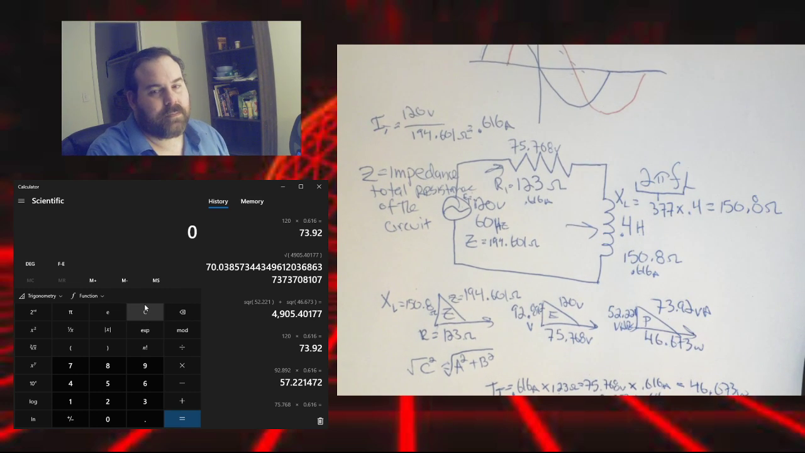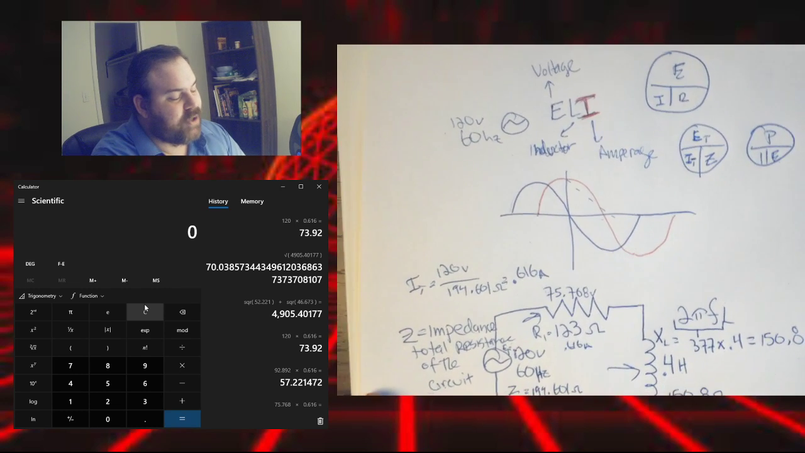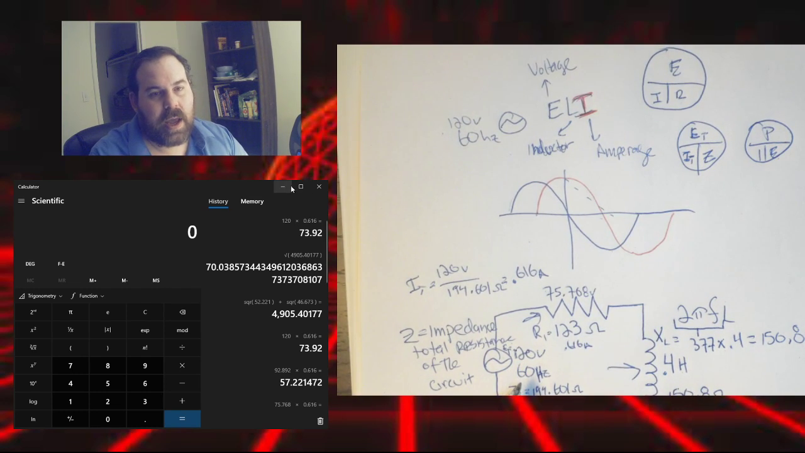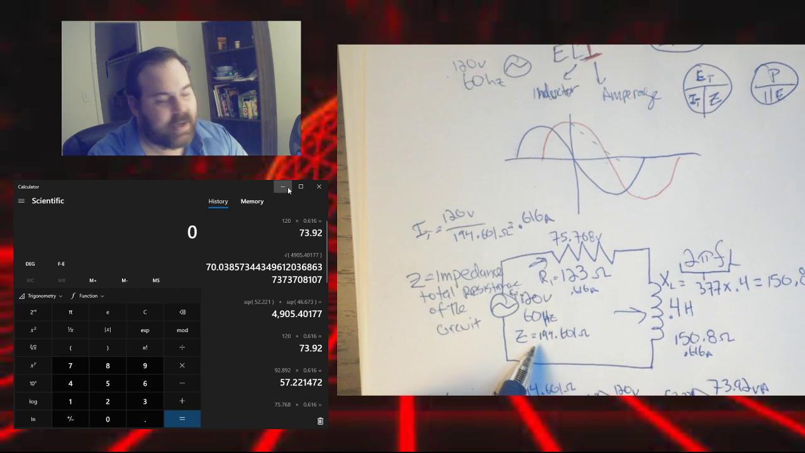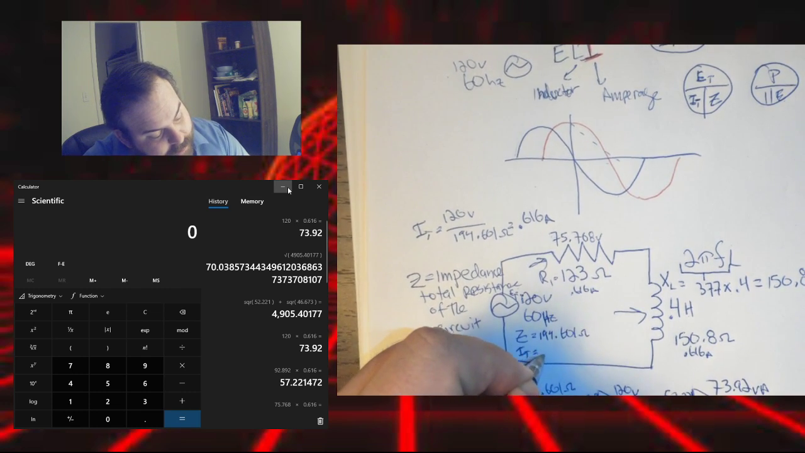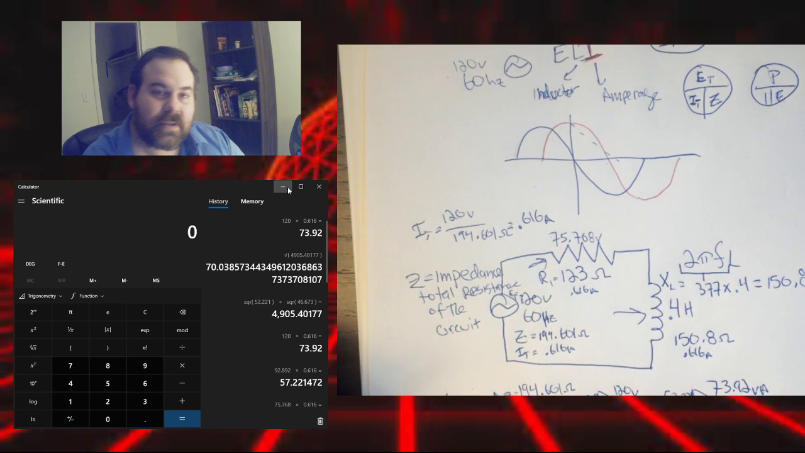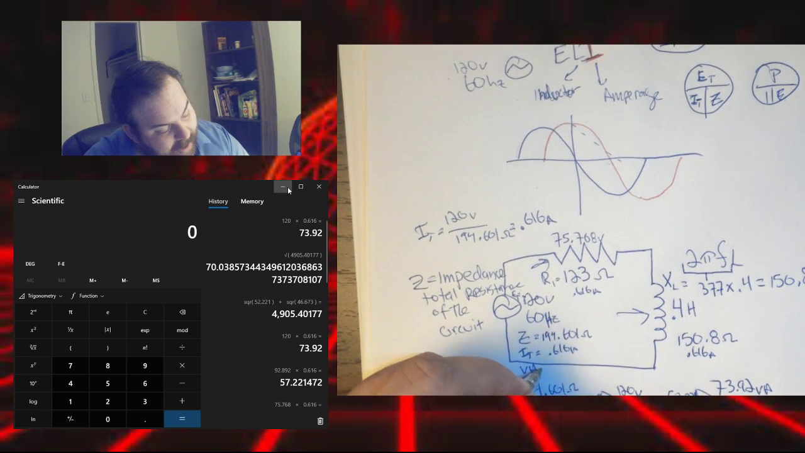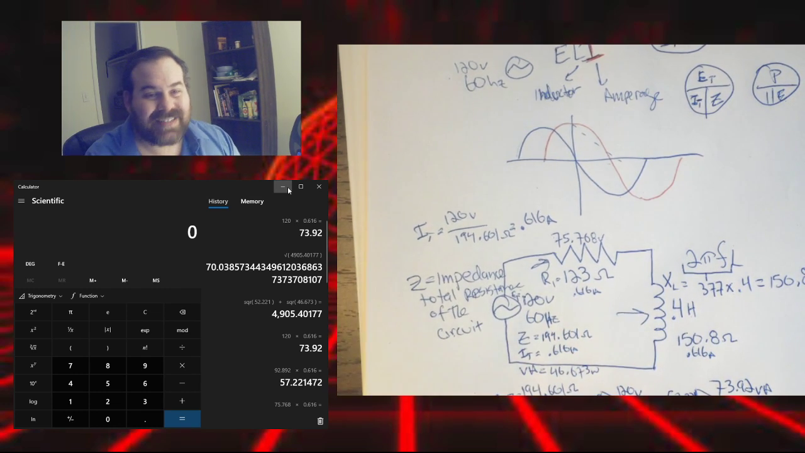Now, what do we do with this information? I know that my total voltage is still 120. I know that my total impedance, or total resistance of the entire circuit, is 194.601 ohms. I know that my total amperage is 0.616 amps. And I know that my total power being used is 46.673 watts. Bigger than this, we've got to find out the power factor of the circuit.